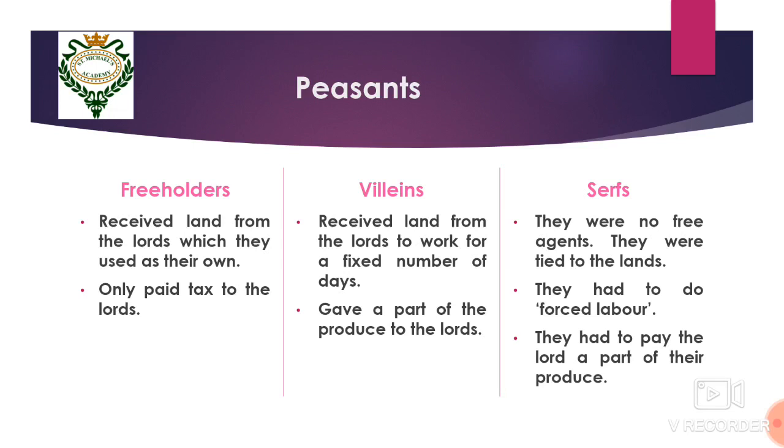If we divide these peasants into three classes, then serfs comprised the lowest section, and their miseries knew no bounds. They were totally at the beck and call of their lords. They were not free agents. They were tied to the lands, and their masters changed only if the land changed hands. They could not leave the land at their will. If they were caught while doing so, they were severely punished.